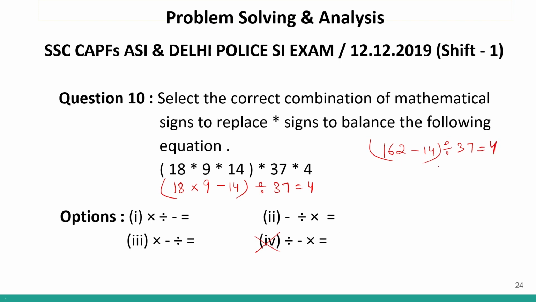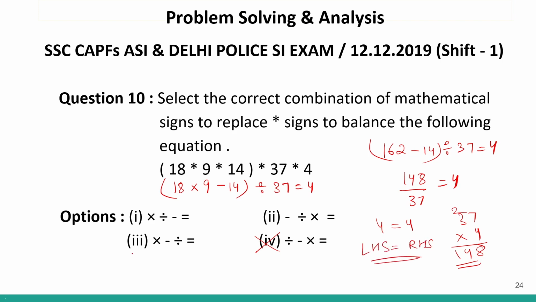So, 162 minus 14 will give me 148. Divided by 37 should be equal to 4. So, let us check 37 into 4. 4 3 is 12, and this gives 148. So, this is correct. So, this will be 4 equals to 4. RHS equals LHS. Hence, option number 3 will be the correct answer to this question. This is your question number 10.